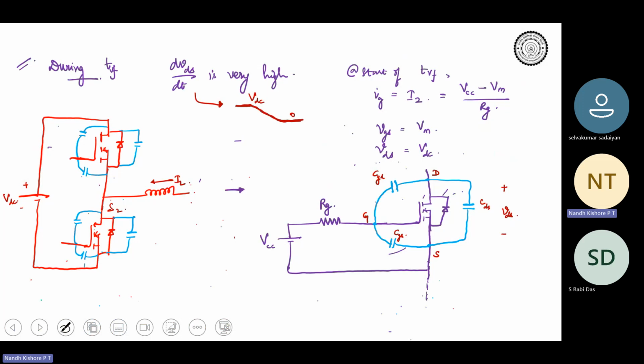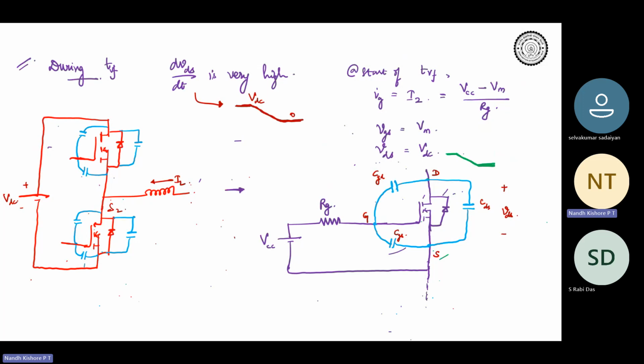So how does the CDS discharge? We are talking about the voltage fall time, right? Voltage is falling at this node. The voltage between drain and source is falling like this, right? That means the capacitances are discharging. How does CDS discharge? CDS was initially holding 400 volts. What will be the path?